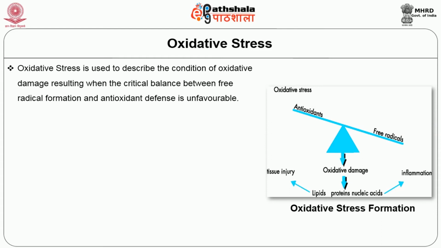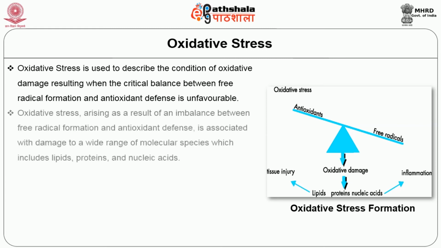Oxidative stress is used to describe the condition of oxidative damage resulting when the critical balance between free radical formation and antioxidant defense is unfavorable. Oxidative stress arising as a result of an imbalance between free radical formation and antioxidant defense is associated with damage to a wide range of molecular species, which includes lipids, proteins and nucleic acids.